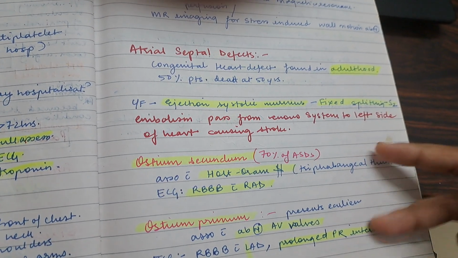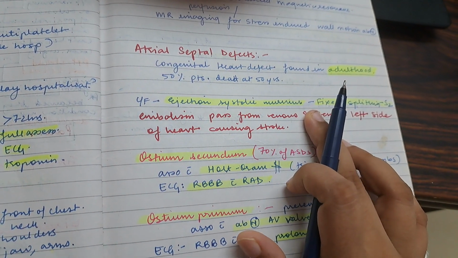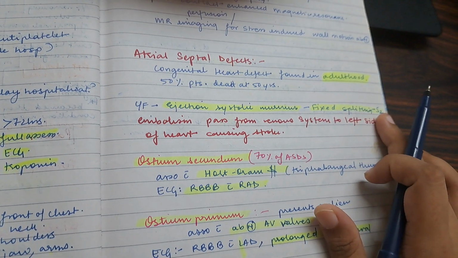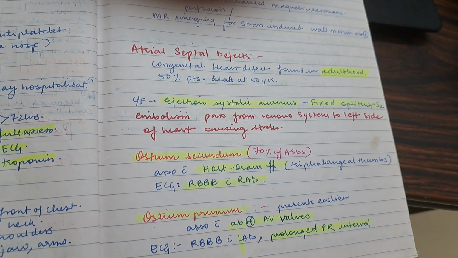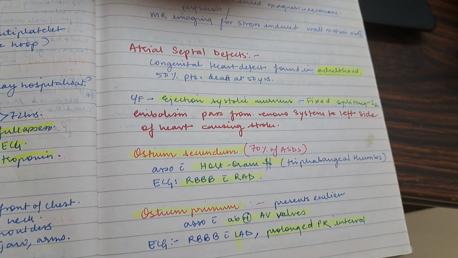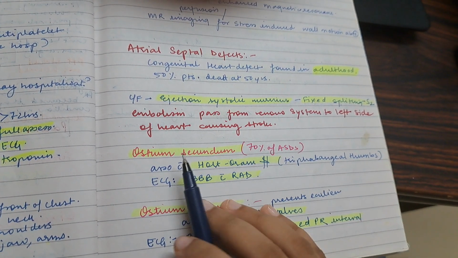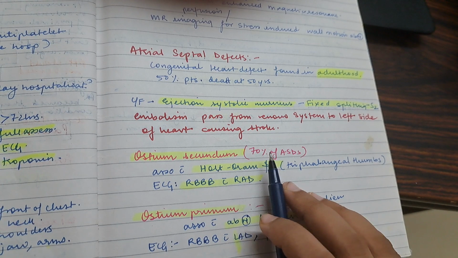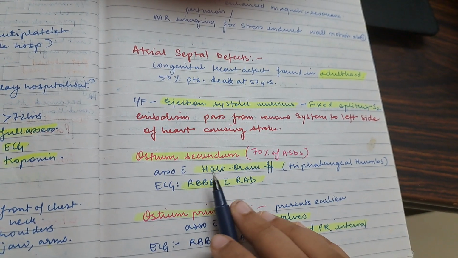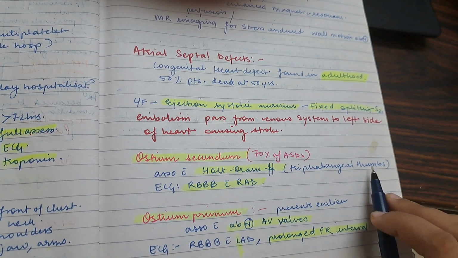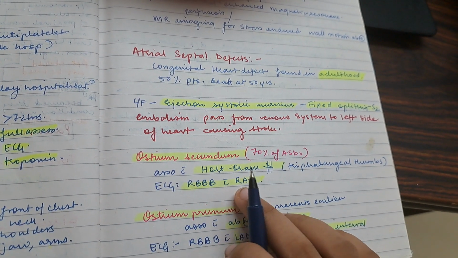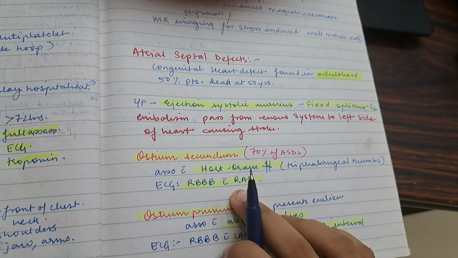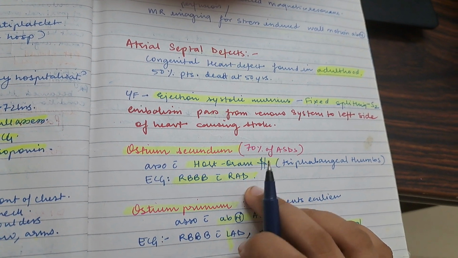Okay, we'll read this again. Ejection systolic murmur, this comes. Fixed split S2. An embolus will pass from the venous system to the left side of the heart and that will cause stroke. Ostium secundum, 70%. This is associated with Holt-Oram, that is, triphalangeal limbs. In ostium secundum there will be RBBB with RAD. Okay? The right axis deviation.